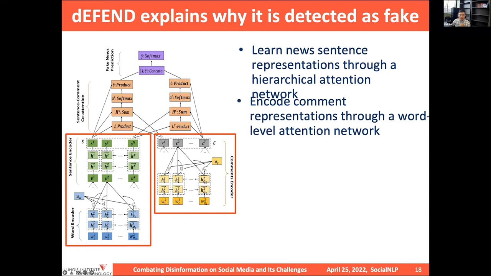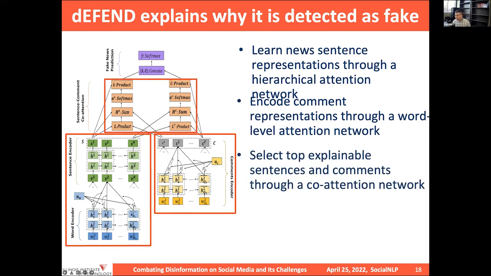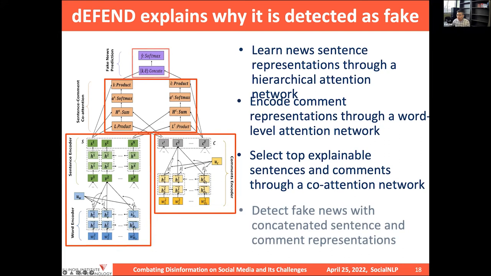Second, comments may contain useful semantic information to help detect fake news, so we encode the comments through a word-level attention network. After we obtain the representations of both sentences and comments separately, we propose a co-attention network to combine them together and model their correlations. And finally, we use a fake news classifier to predict fake news.